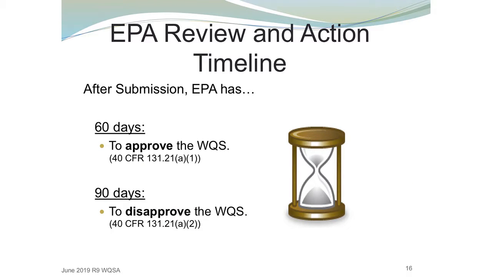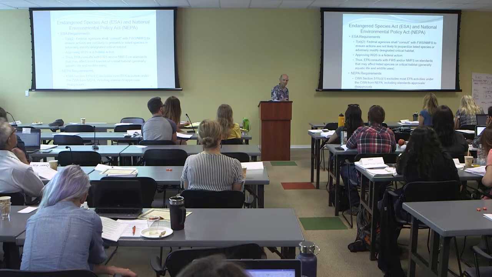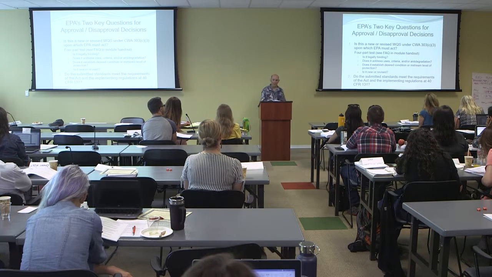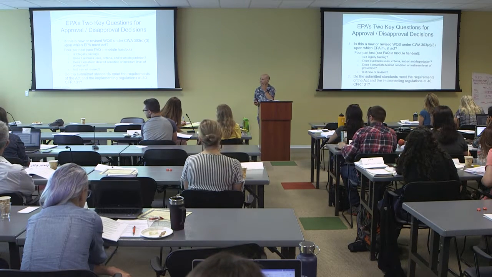I think I've already said this, but EPA has 60 days to approve the water quality standards. That's in reg. And 90 days to disapprove the water quality standards. Also in reg. Sorry. Yeah, go ahead, Ava.